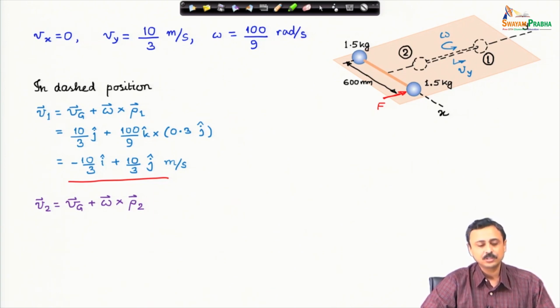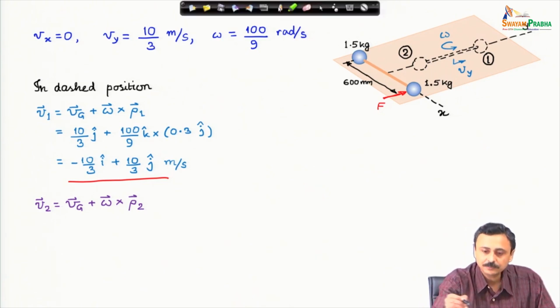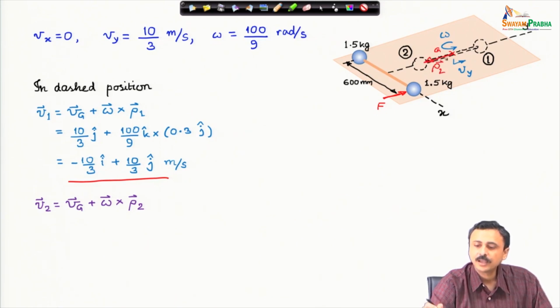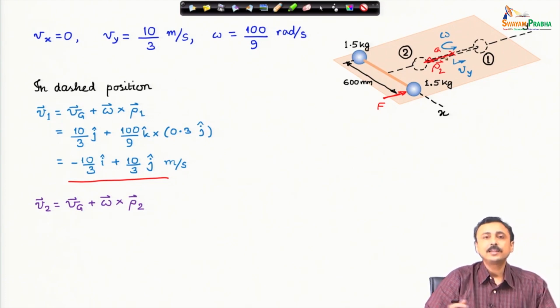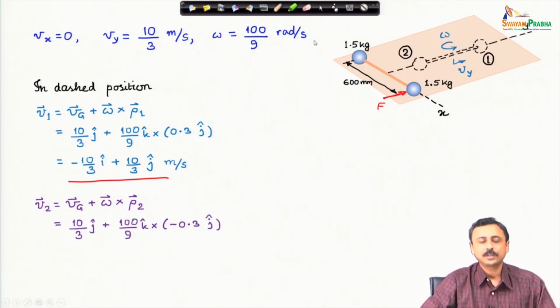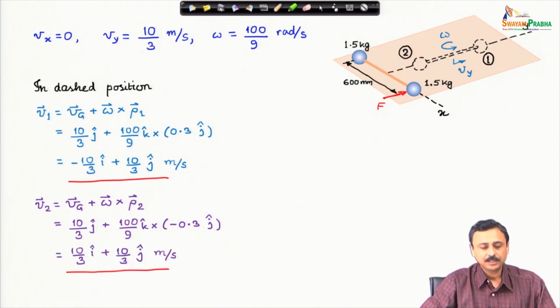Similarly, for particle 2 you can do the same thing. Velocity of particle 2 is velocity of center of mass plus omega cross rho 2. Now, rho 2 is this vector from the center of mass, this is the center of mass, and rho 2 is this vector, and since it is in the negative y direction, it is minus 0.3 j cap. So, that is what I have written out and calculated the velocity of the second particle.